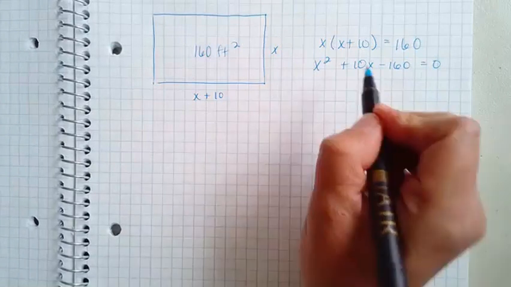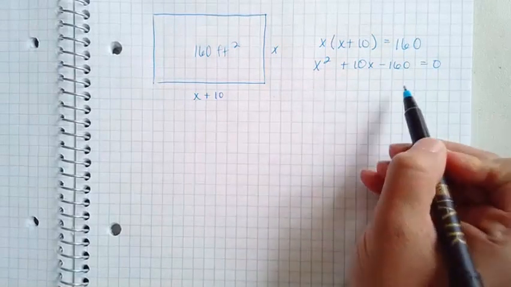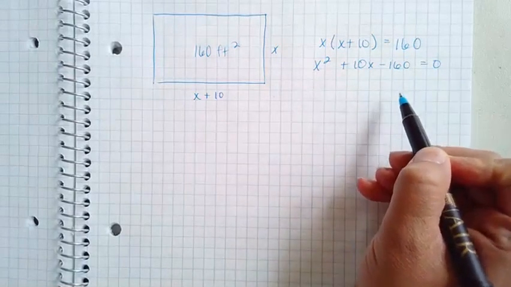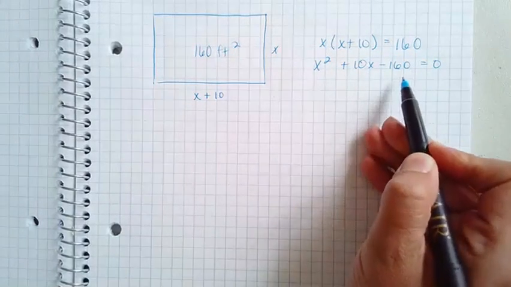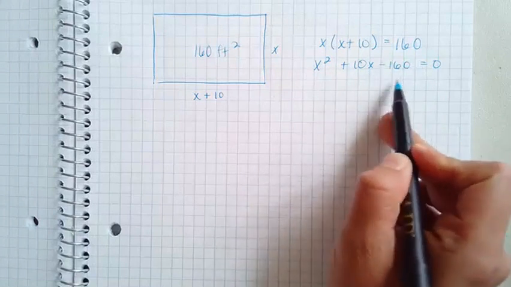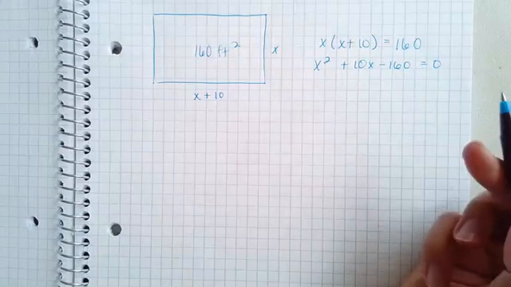So I've done some of that work, and unfortunately, it doesn't look like something I can factor. Now you might say, okay, well, how does she know? Well, you use your box method. You see if you can get something that multiplies to negative 160 and adds to 10. That's not really going to work.